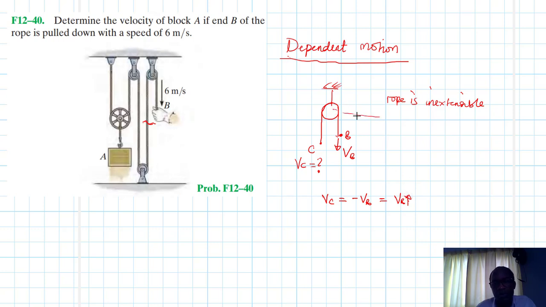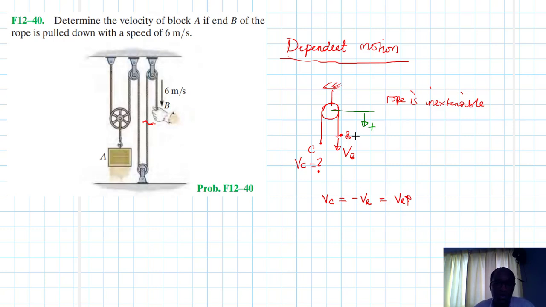Assuming our positive velocity is going down like so. So we are assuming our reference positive is going down, right? So VC will be equal to minus VB, which is equal to VB going up. So VC will be going up as VB goes down, and the magnitude of the velocity is equal.